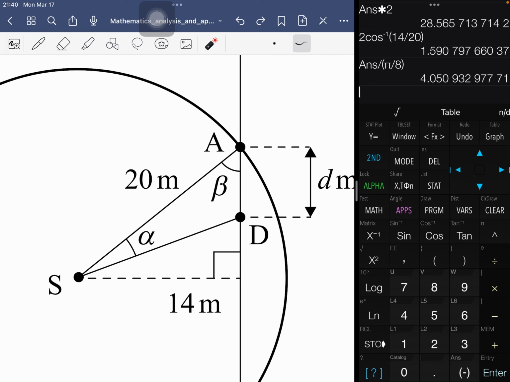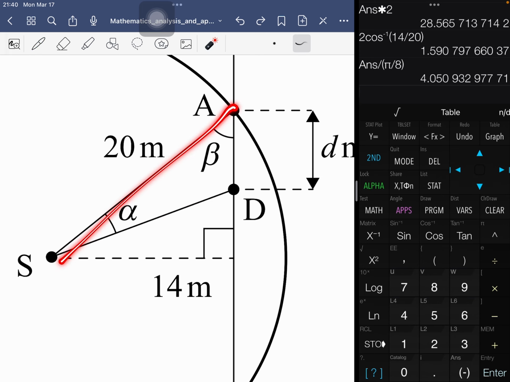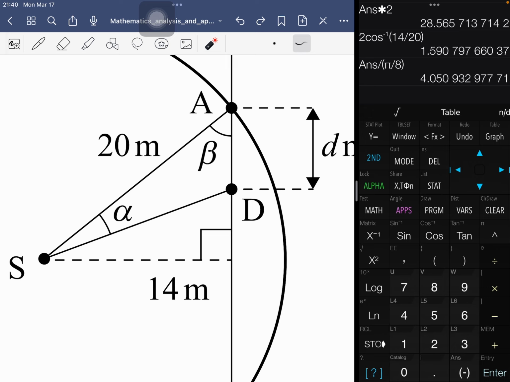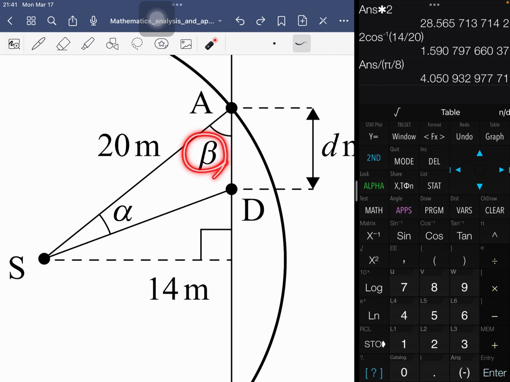From this triangle, we can find something. This distance is known: 20. There's angle alpha. Angle beta is a fixed angle, because sine of beta is 14 over 20. So you can easily calculate the beta angle. Beta is a constant angle. Alpha is something that varies depending on the angular velocity.